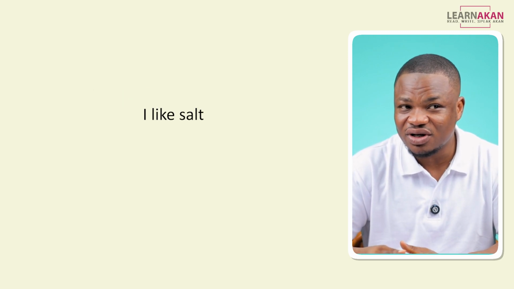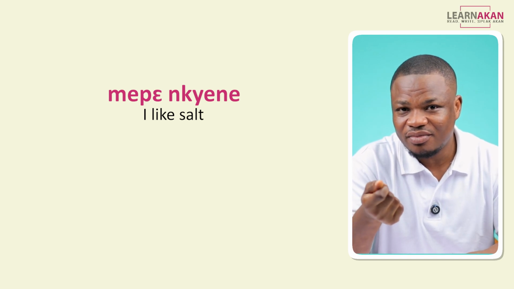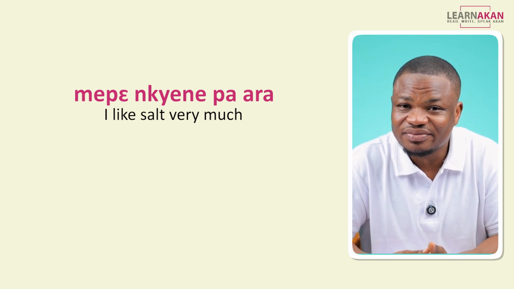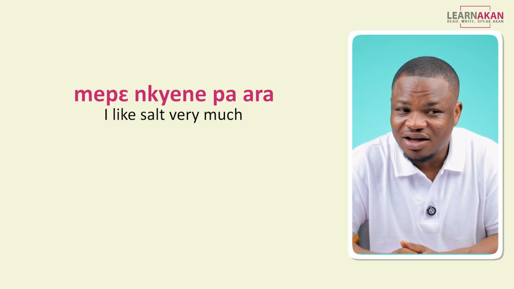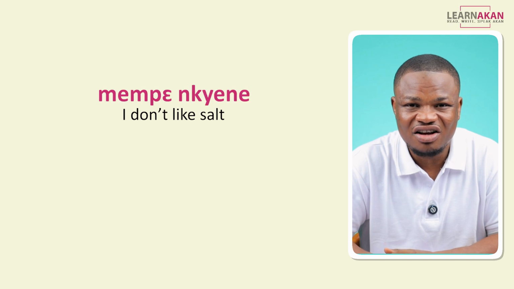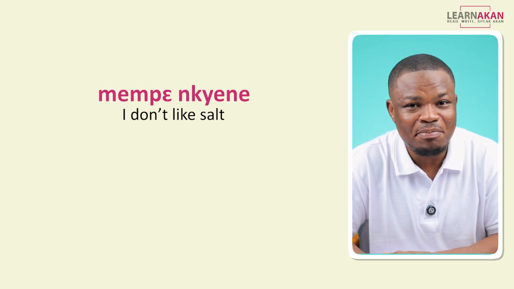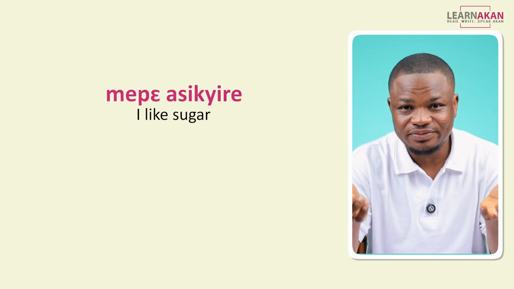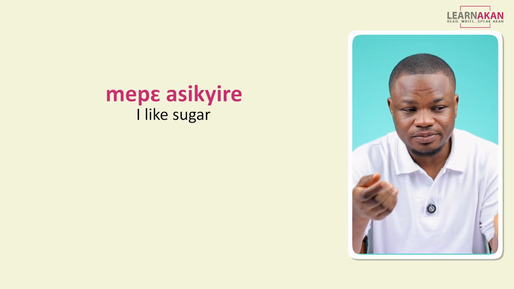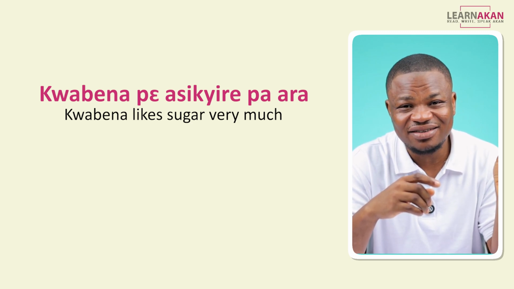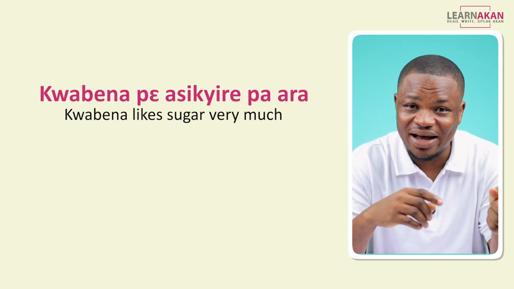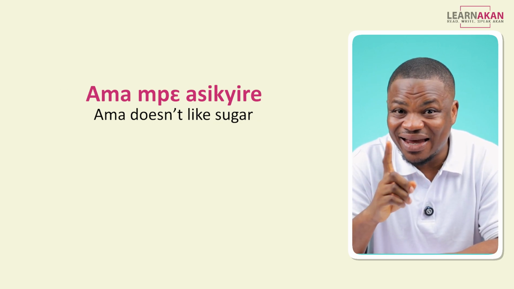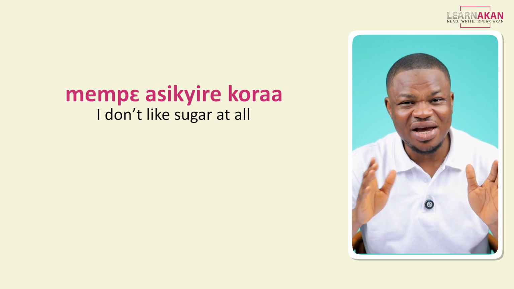So we can extend this to talk about you liking or not liking salt and sugar. So if you like salt, you can say mepenchine. Mepenchine, I like salt. Mepenchine pa. Okay? If you don't like salt, you can say mempenchine. If you like sugar, you can say mepe esichiri. Kwabna pe esichiri pa. Okay? Amampe esichiri. Mempe esichiri kra.